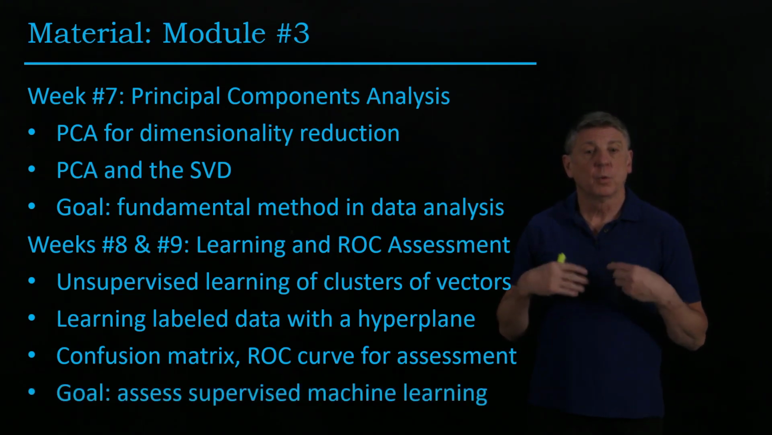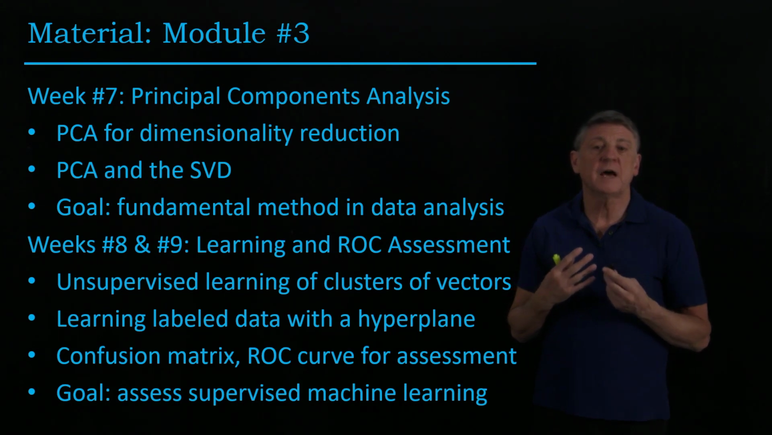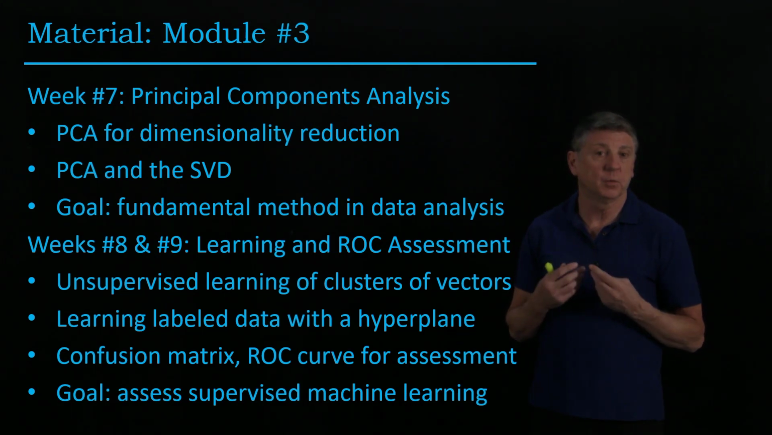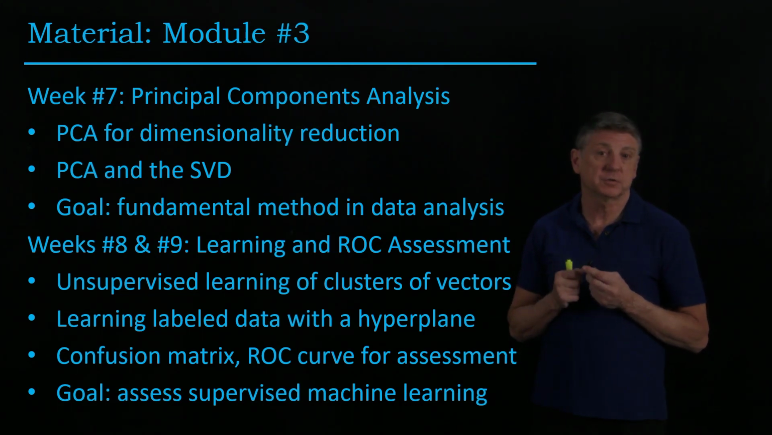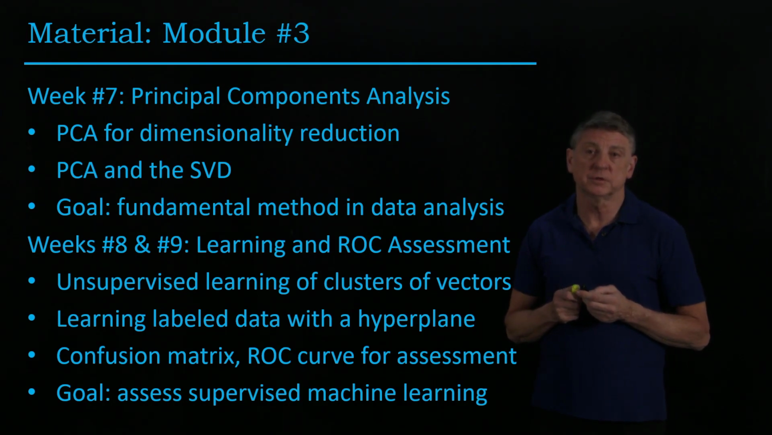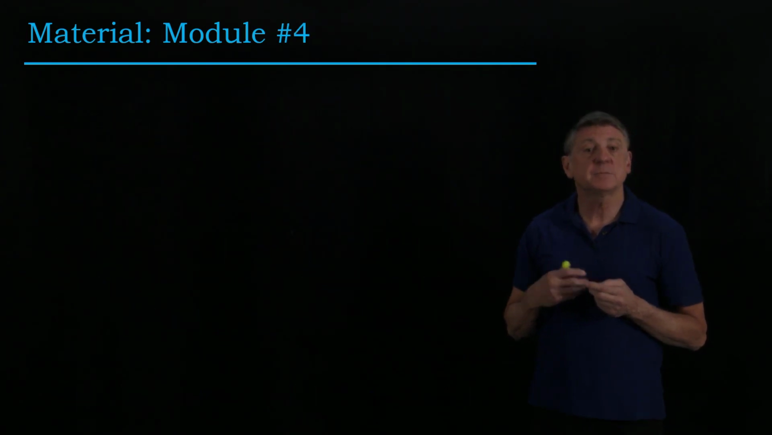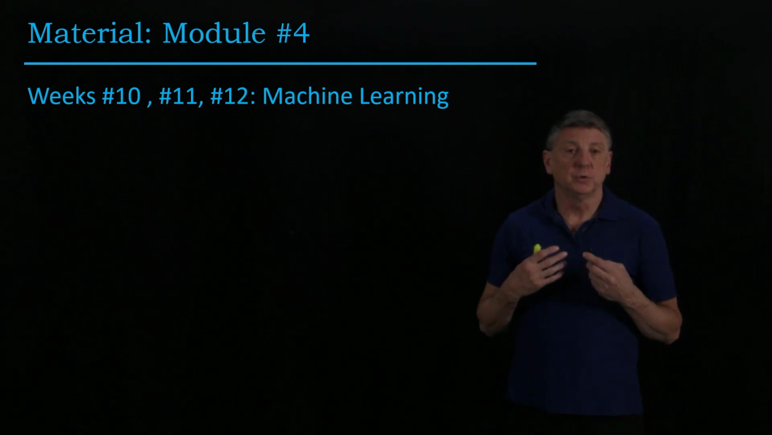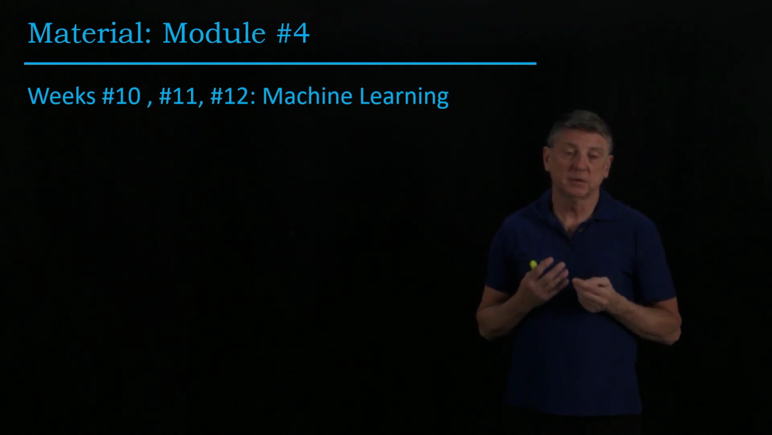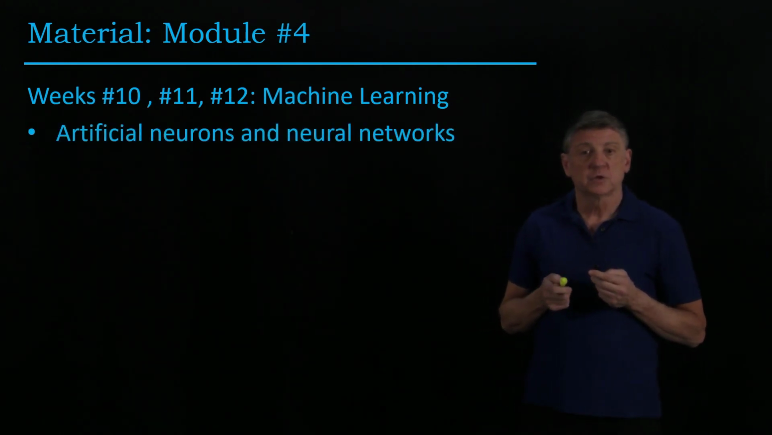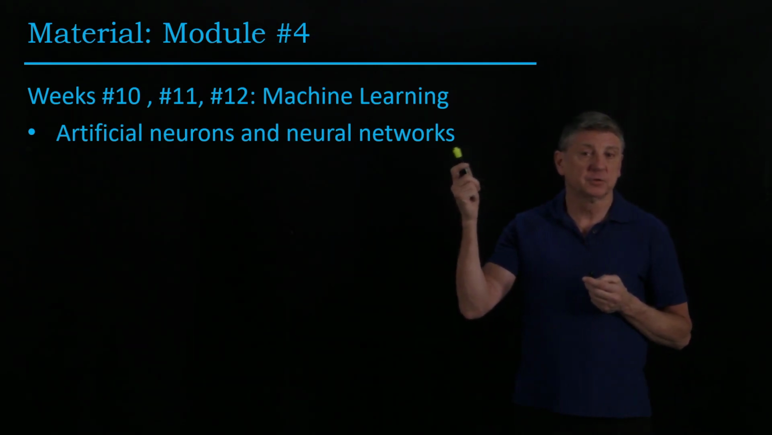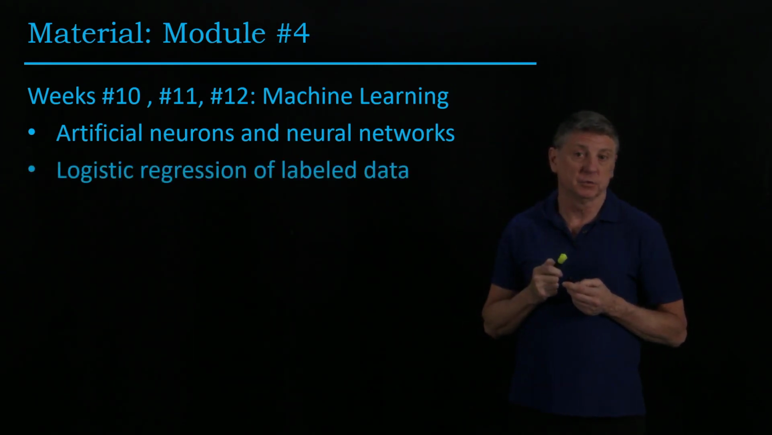So out of this, we'll learn how to assess supervised machine learning in a way that is common in not just graduate courses, but a lot of current research. In the last module for this course, we'll begin exploring machine learning from a linear point of view. So we'll start by looking at artificial neurons and very, very simple neural networks.